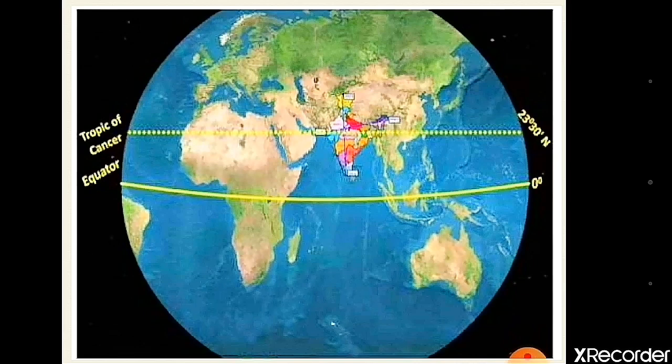Then again you are looking at one dotted line. This is also a main latitude. Two main latitudes you are looking at on this globe, equator and Tropic of Cancer. The Tropic of Cancer divides this country mostly in two parts. So keep in mind, it is very easy to remember.